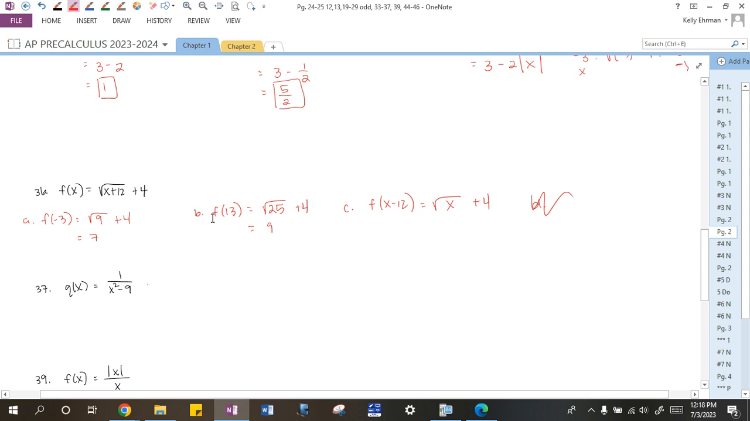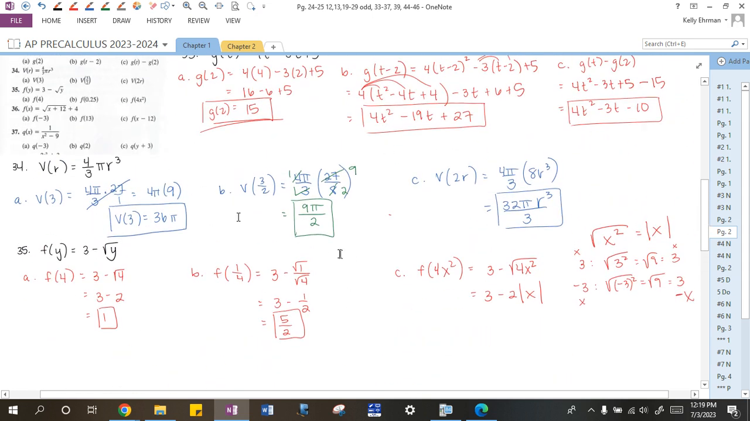q of negative 3. When you plug in negative 3, you get 1 over 9 minus 9. Any non-zero number divided by 0 is undefined. We will get to rational functions later this year, but this would be where we have a vertical asymptote. So can't do that one. That one's not in the domain.